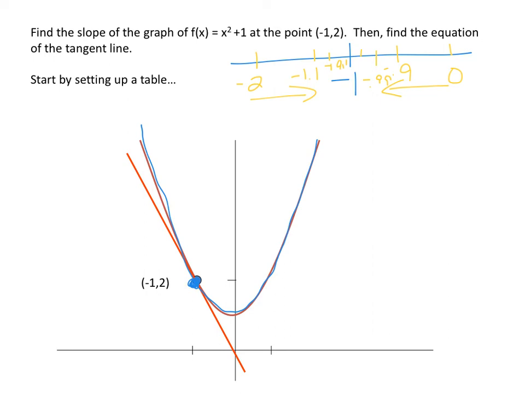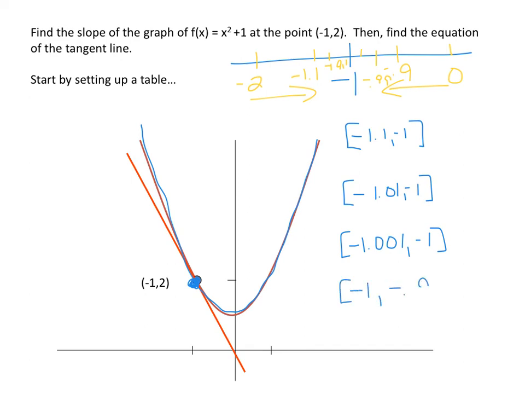And so you want to write this and use a table. So I'm going to look at those close ones: -1.1 to -1, -1.01 to -1, -1.001 to -1, and then I'm going to look from the other side: -1 to -0.9, -1 to -0.99, and -1 to -0.999. And I'm finding the average velocities.